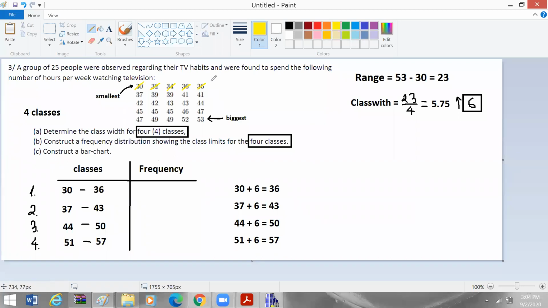Apparently there will be some people who watch the same hours per week. That's usual. So if we have a repeated data value, we just count it more. It's okay to have more than one. So just count it twice. If you have 3 repeated values, you can just count 3 times, and so on and so forth.